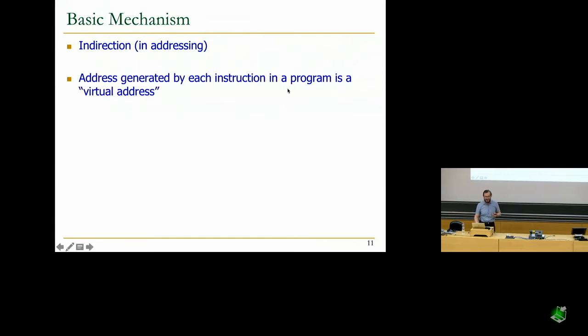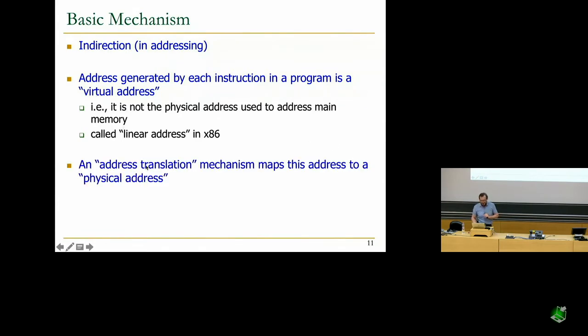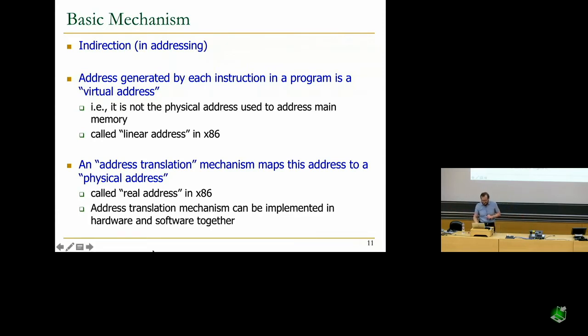The address generated by each instruction in the program is a virtual address, i.e. it's not the physical address used to really address the hardware. It's also called a linear address in x86, which may or may not be good terminology. An address translation mechanism maps this address to a physical address. It's called a real address in x86. This is good terminology. I like the real address. What is real, virtual versus real, right? Linear is kind of odd. The address translation mechanism can be implemented in hardware and software together. And we'll see why you need hardware support for it. You could actually imagine software doing it, but that's a lot of overhead, as we will see.